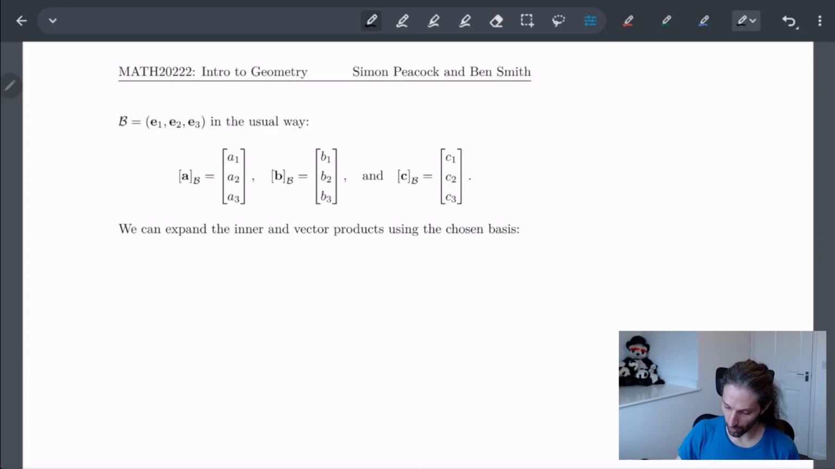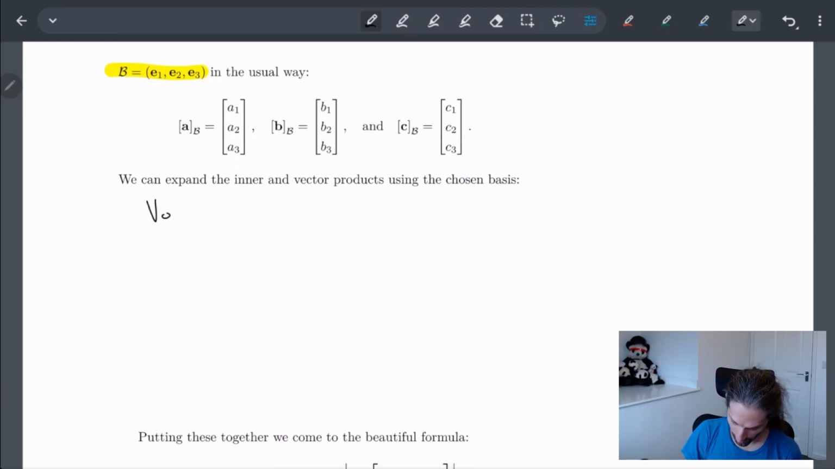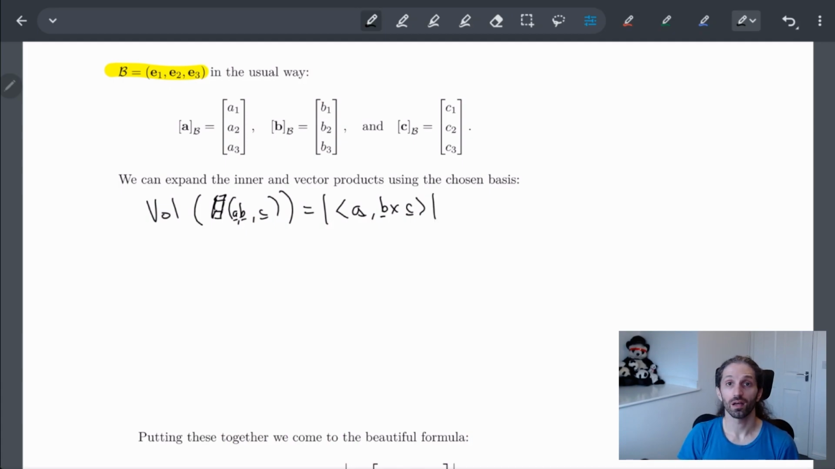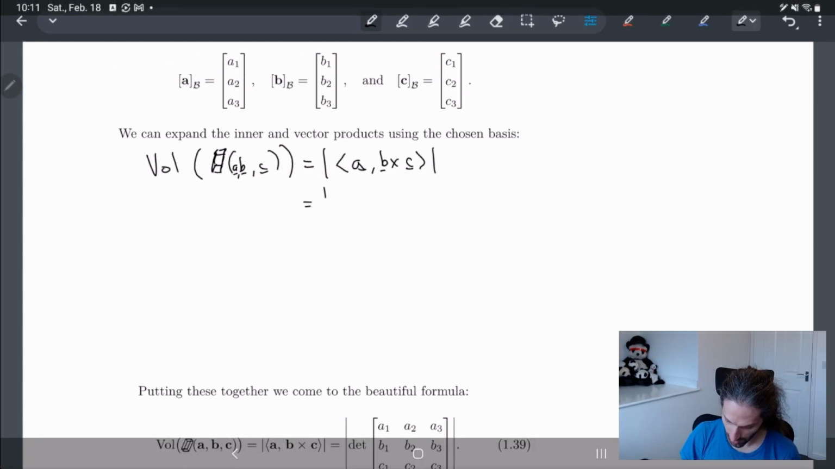So here, if we have an orthonormal basis, like we normally do, and we look at everything in matrix form, well, what is this going to give us? So let's write this out again. We have our fun little parallelepiped on top of A, B, C. Now we just noticed that this is A, B, C. And this we can convert into matrix form, right? So let's convert these into matrices.